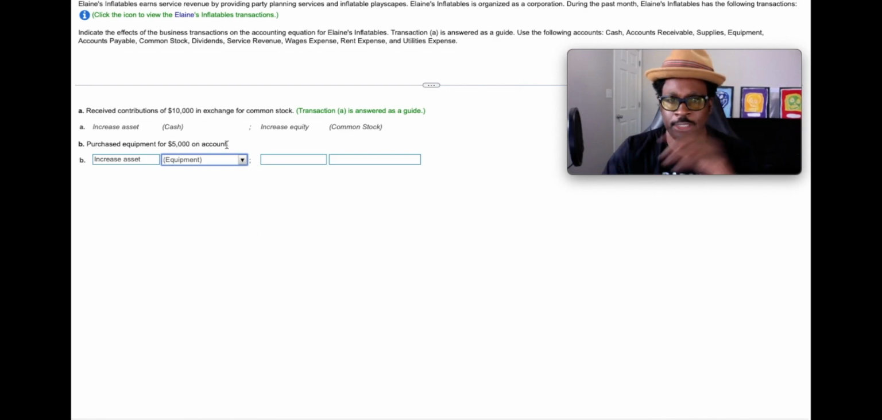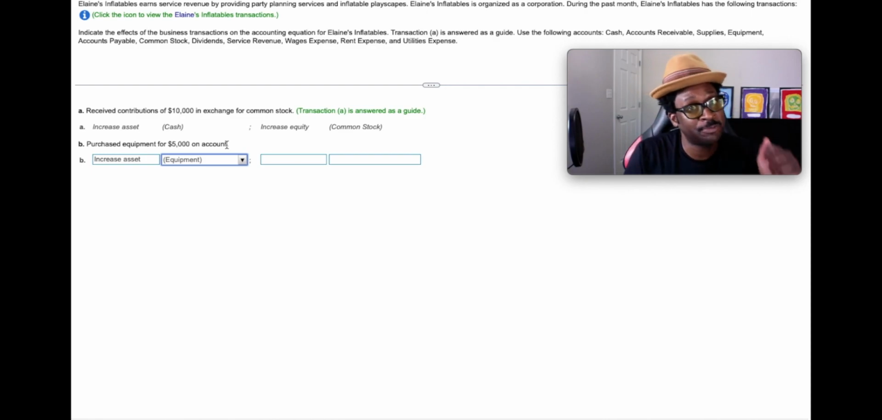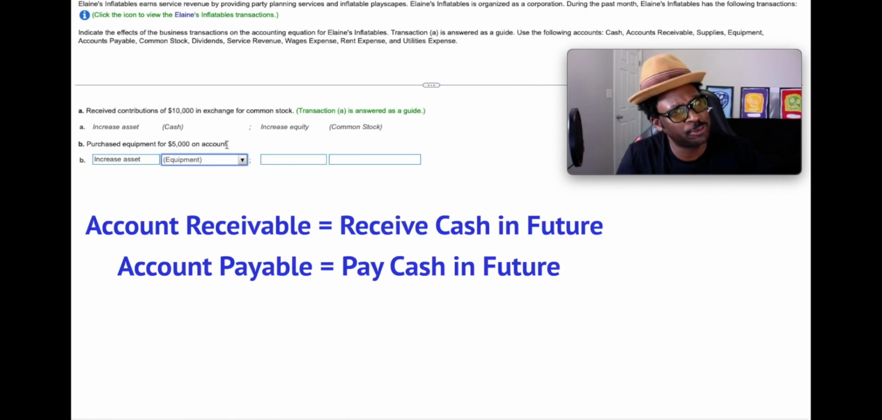On account. So here's the deal, gang. When you're looking at these keywords and you find the words on account, two accounts should pop in your head: either accounts payable or accounts receivable. They're quite different. Why? Because one account you set up to receive cash in the future, whereas the other account you set up to pay cash in the future.